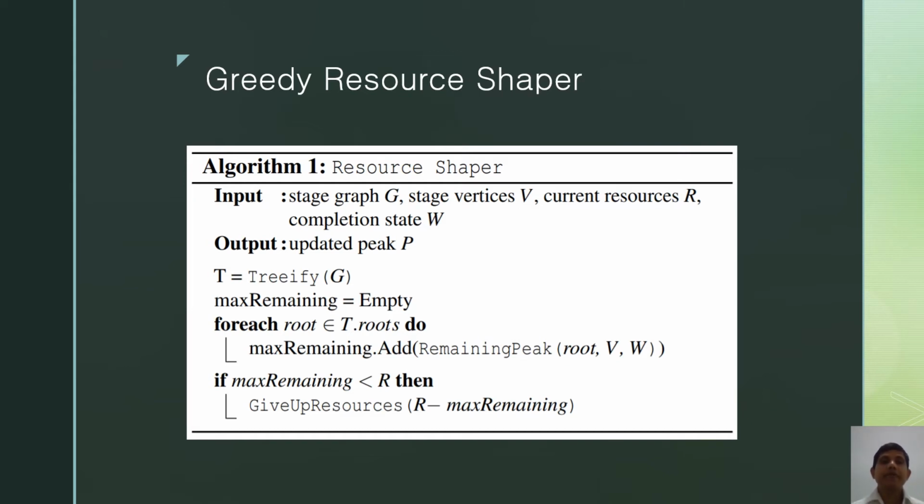So finding the remaining peak resource requirement is equivalent to finding max vertex cuts in a DAG. We have added details in the paper. Here we will briefly go over the greedy implementation and then work through the example.